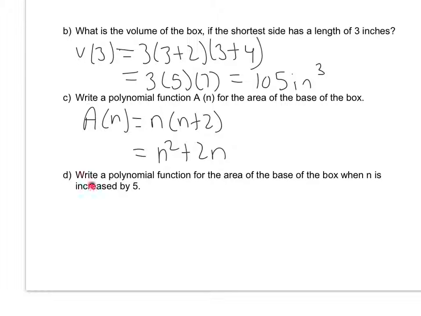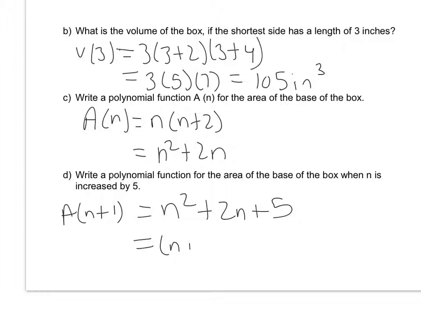Alright, so again, what it says here is write a polynomial function for the area of the base of the box when n is increased by 5. Okay. So what that means is the area is being increased by 5. So it's just n squared plus 2n plus 5. Okay? And then if they ask you to find something like this, it just means substitute in all of it and then simplify it out.